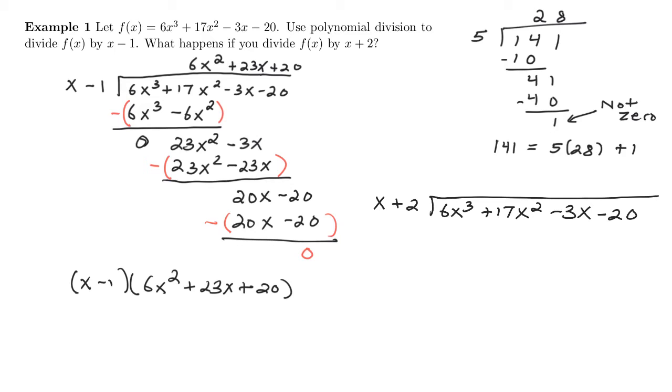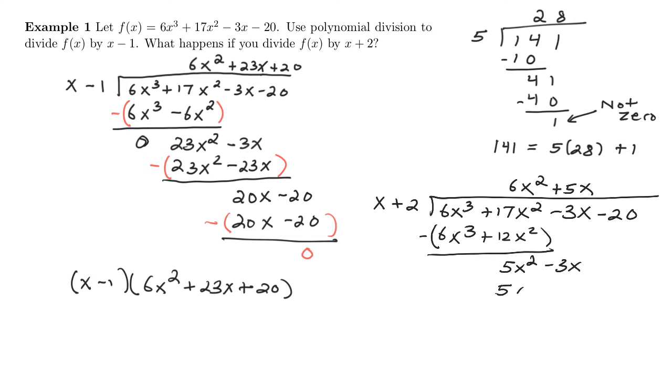So I'll start much the same way. Maybe we'll go a little bit faster this time. It still is going to be 6x squared, giving me a 6x cubed plus 12x squared. And I'm subtracting all of this, which leaves me with a 5x squared, and I bring down the 3x. Now I want to get a 5x squared, so I have to multiply by plus 5x. I get 5x squared plus 10x.